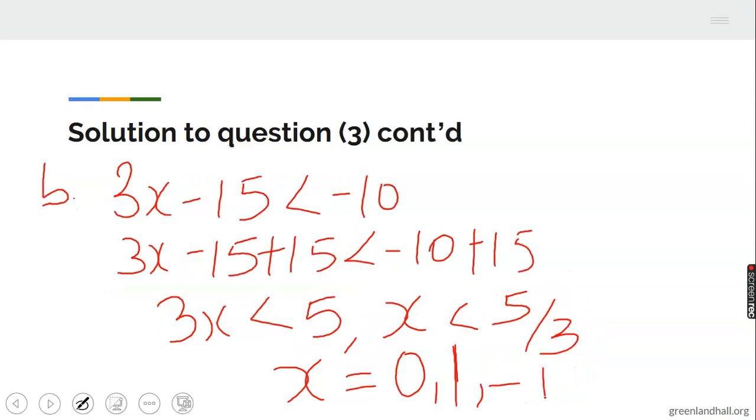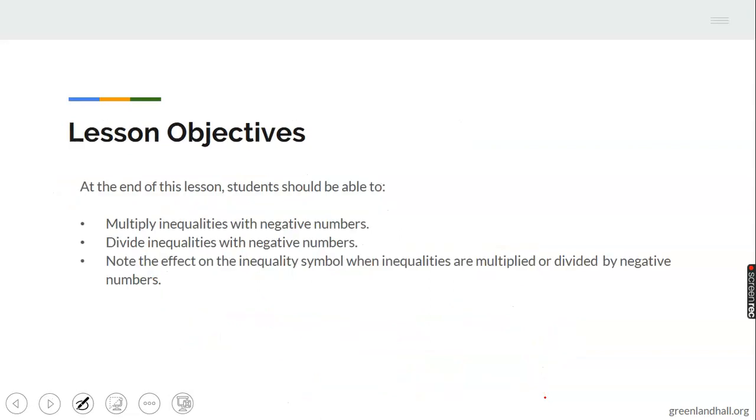Greater than, numbers less than. Okay, I think it's correct. Yes. So what do we have for today?